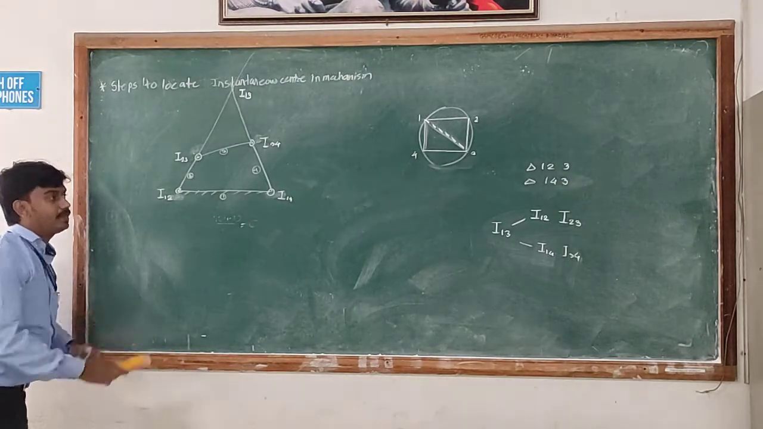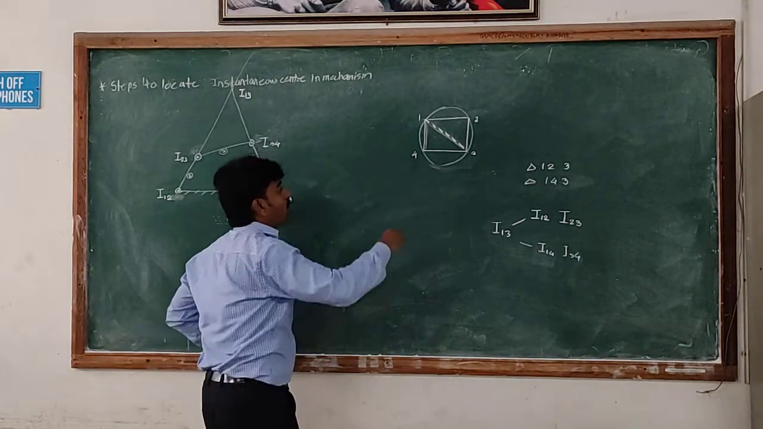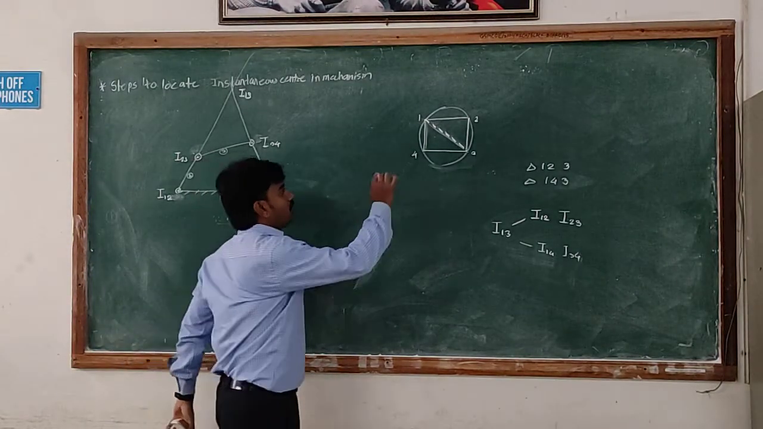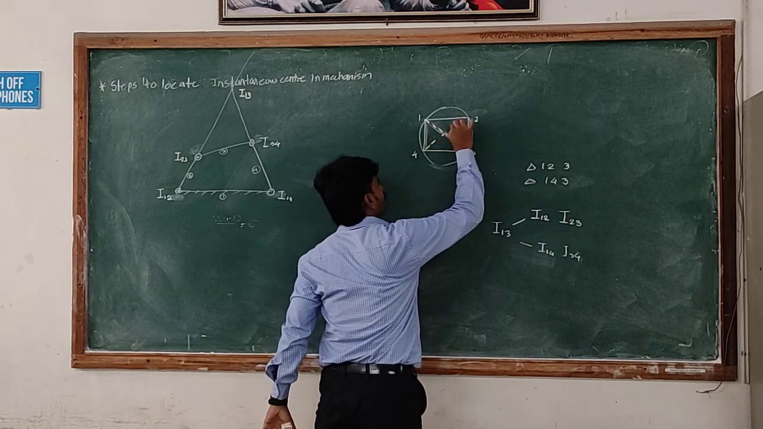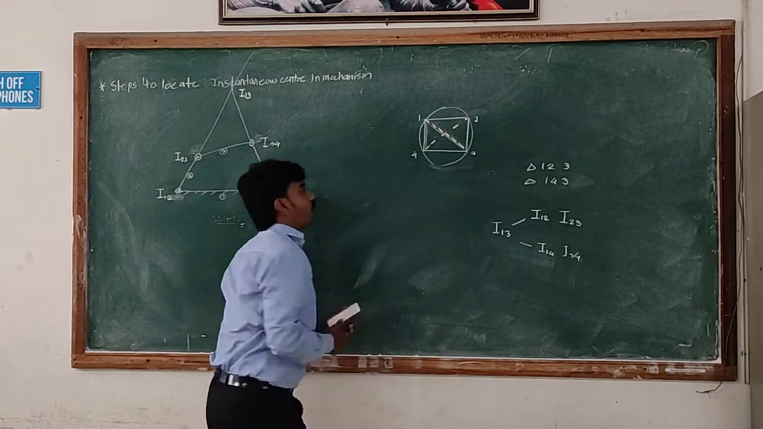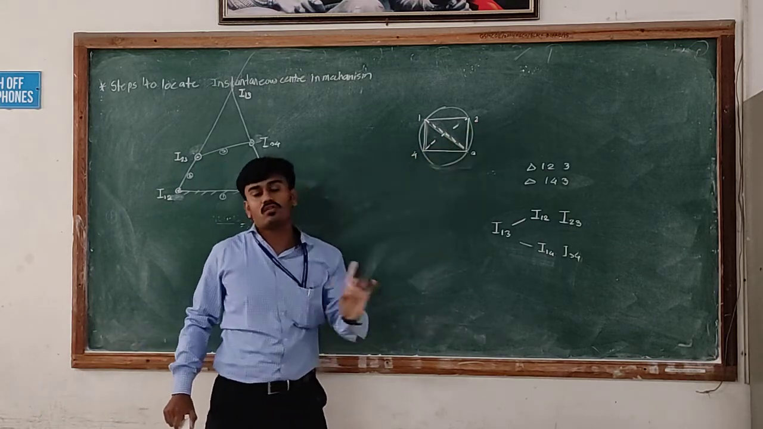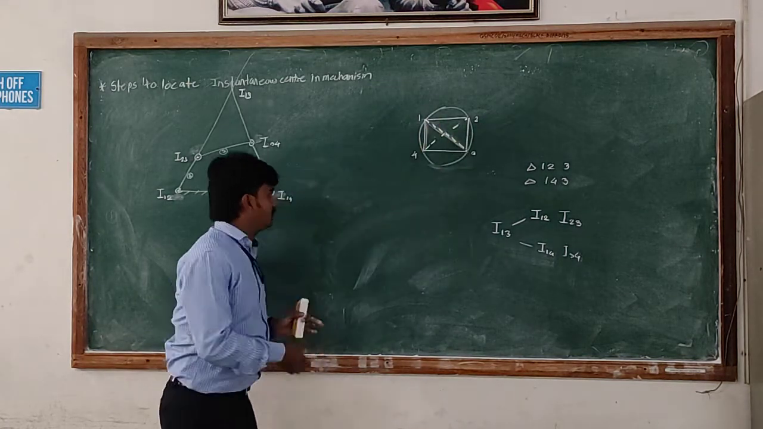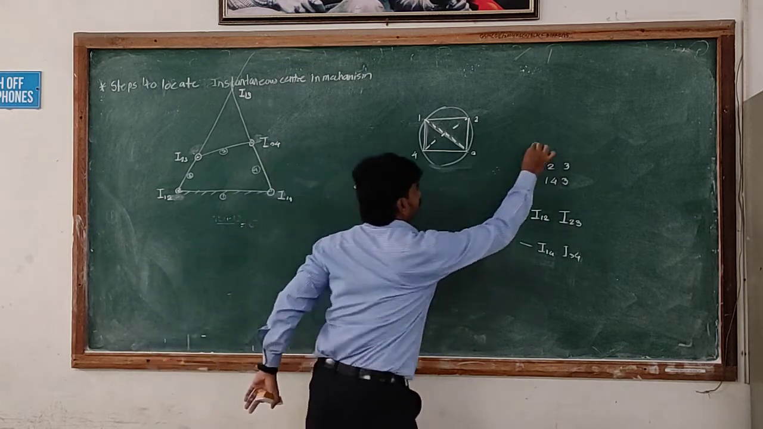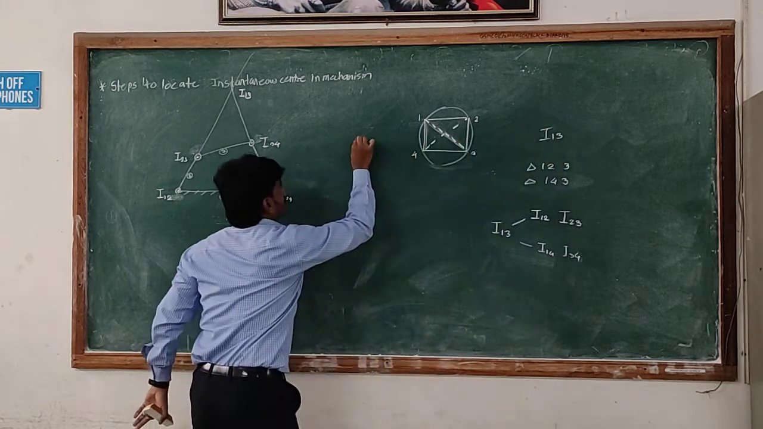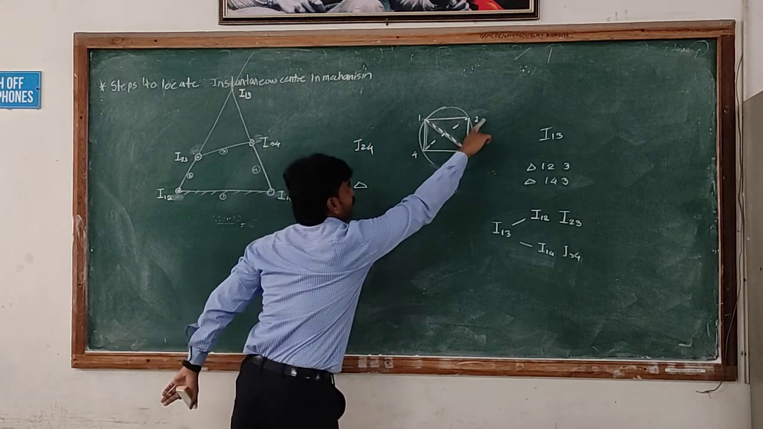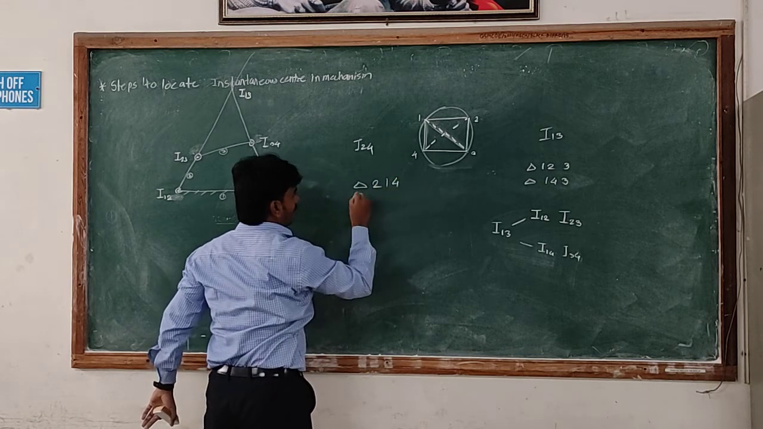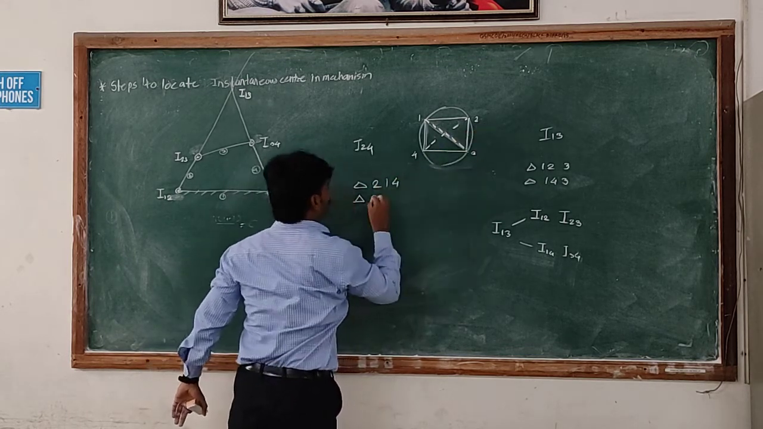Similarly, we have to follow the same process for ICR 2 4. For ICR 2 4, first of all we will join points 2 and 4. When we join the points 2 and 4, here also we will get two triangles: triangle 2 1 4 and triangle 2 3 4. This is for ICR 1 3 and this is for ICR 2 4.